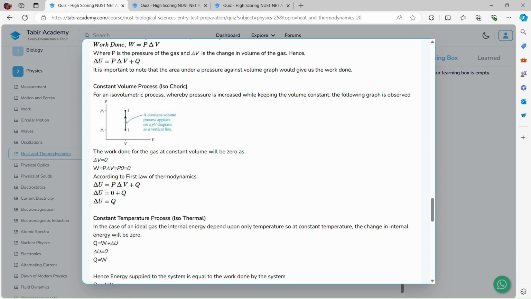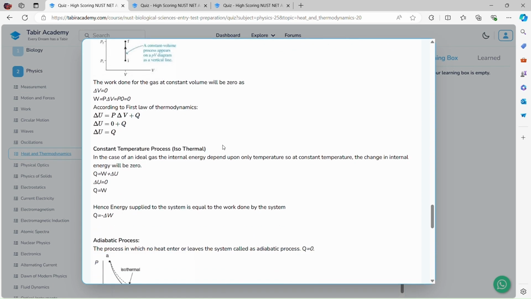According to the first law of thermodynamics, delta U equals P delta V plus Q. Delta U equals 0 plus Q. Delta U equals Q.